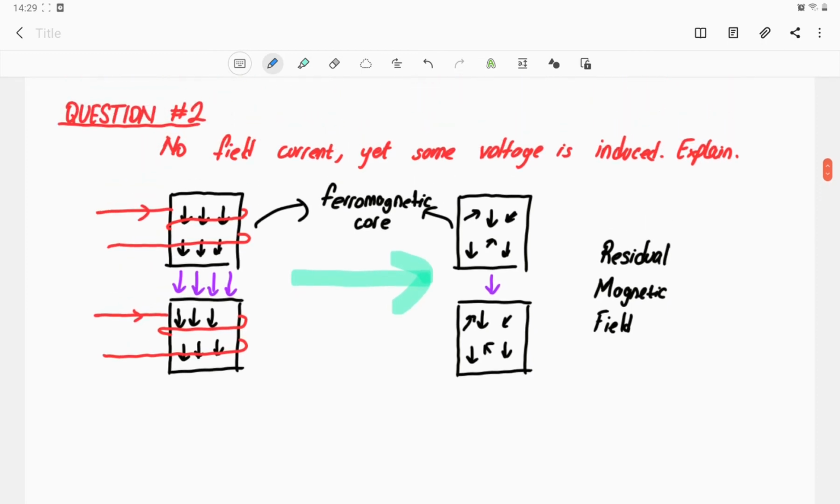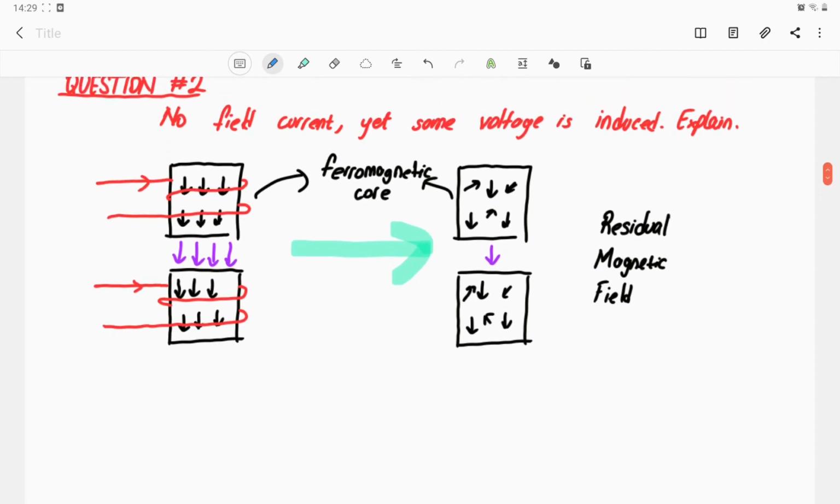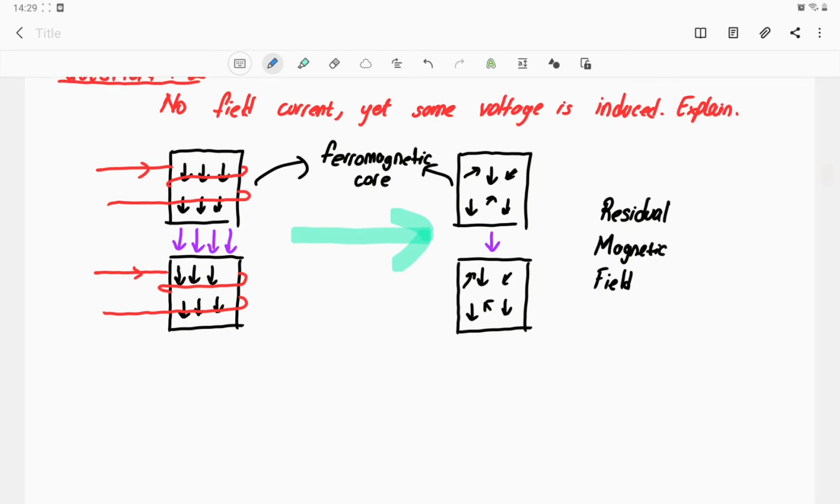And this is the reason why we had some induced voltage, because there was a small amount of magnetic field in the air gap.